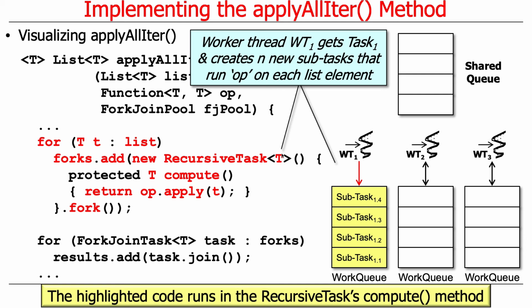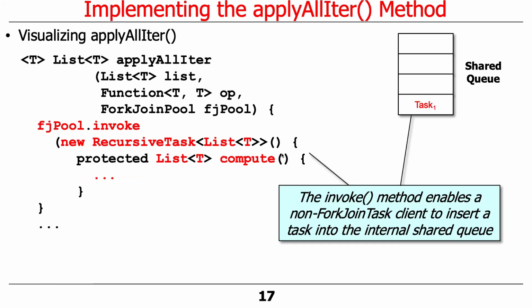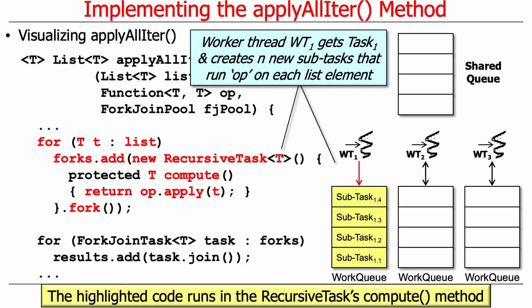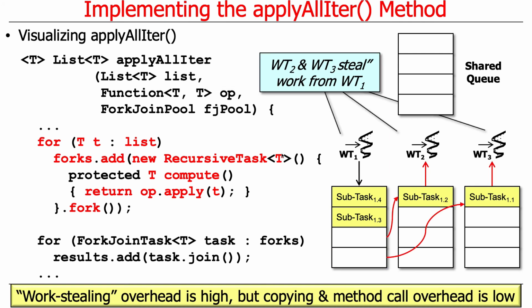So as we go through this list here, let's say worker thread 1 will pull task 1 out of the shared queue, and it'll start doing this processing, and it'll throw all these subtasks into its work queue. And the highlighted code here is what's running in the original recursive task, task 1, in the compute method of that thing. And so it'll throw all these things into its work queue, into its deck, and then the other threads in the pool will come along and steal from that particular deck.